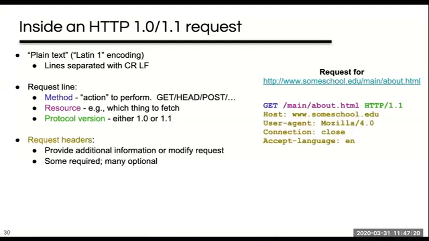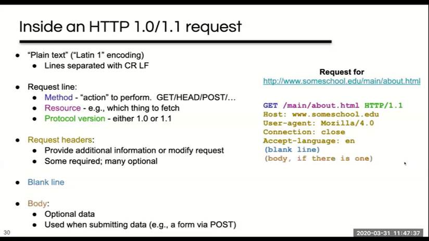That's followed by request headers. These provide more information or modify the request. Some of them are optional, some of them are required. It kind of depends on the circumstances. Then there's a blank line. And then there may be some data, there may be a body. This is used when the client is actually submitting information. Like if you're sending an email in Gmail, the text of the email will be in this body portion.